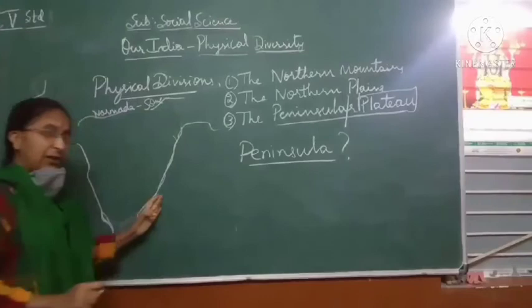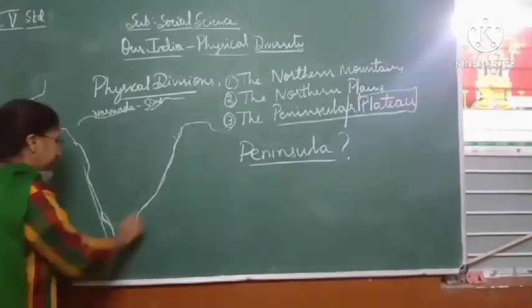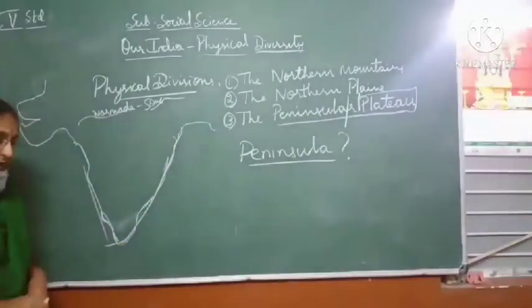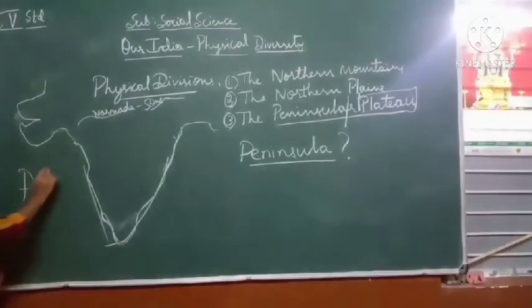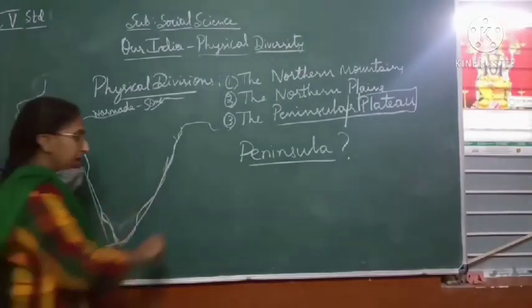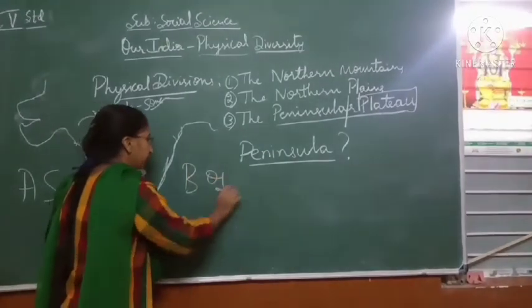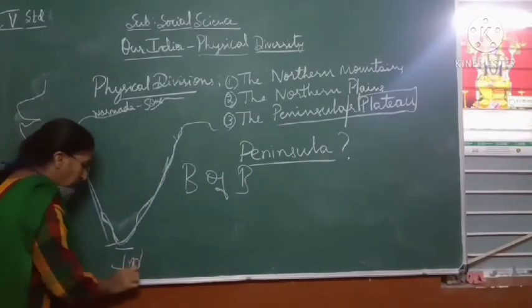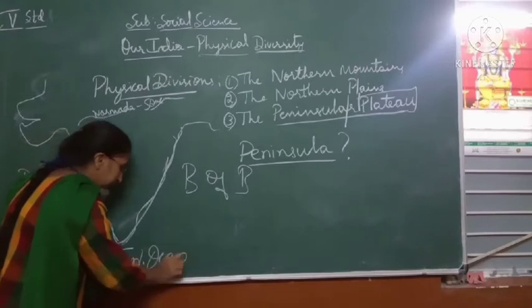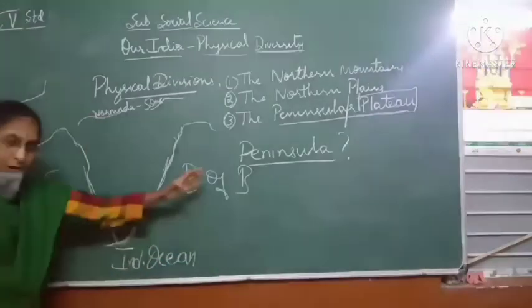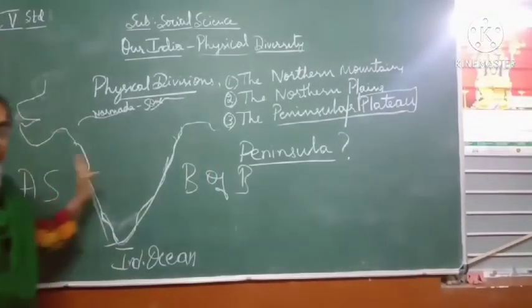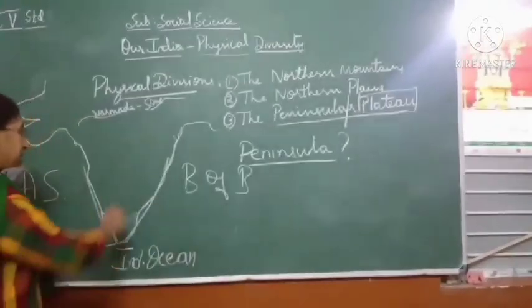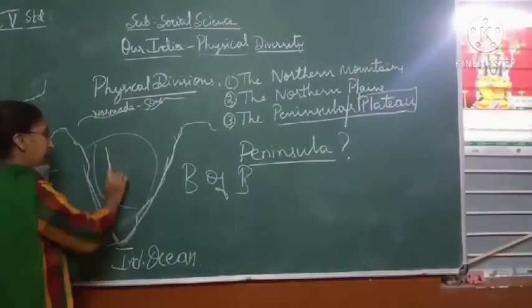See, for example, our India map. This is our map, right? In the west, we have the Arabian Sea. In the east, we have the Bay of Bengal. Then in the south, we have the Indian Ocean. Isn't it, children? So, all three sides are covered by water bodies. In the center, we have the land mass.